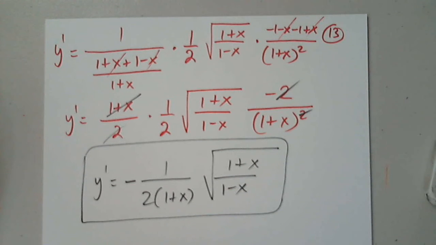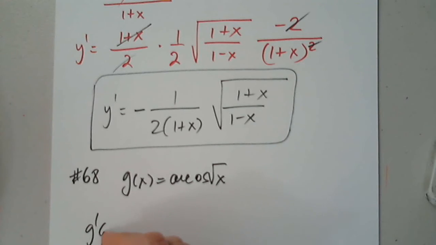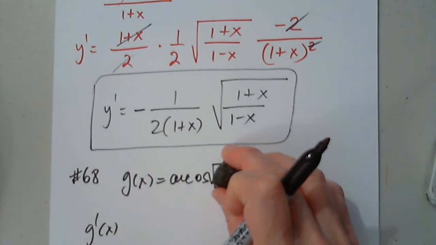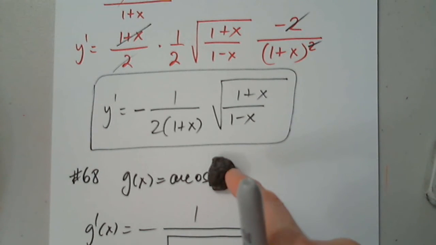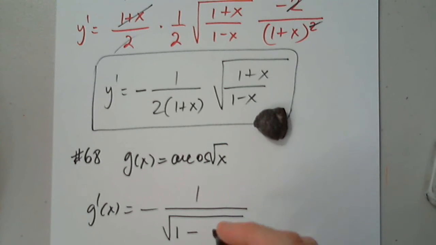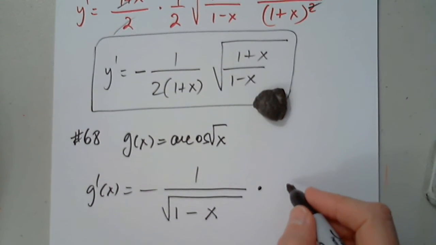Can we do 68? So in 68, we have g of x, arc cosine the square root of x. So g prime, remember arc cosine prime is -1 over the square root of 1 minus this squared, times this prime, the inner function prime. What will that equal to?